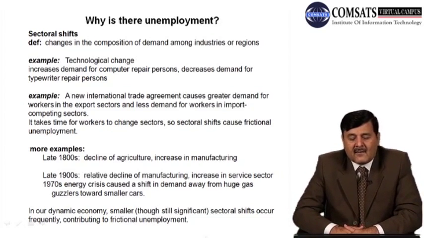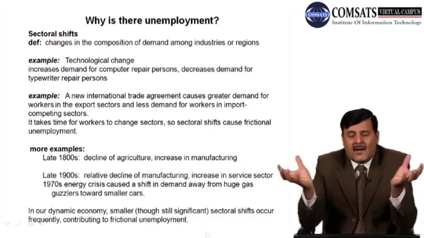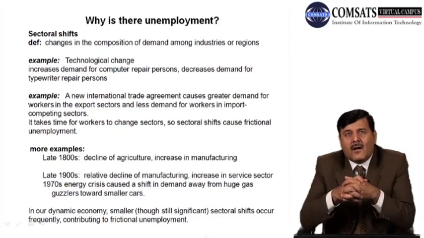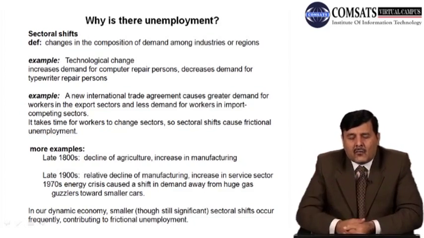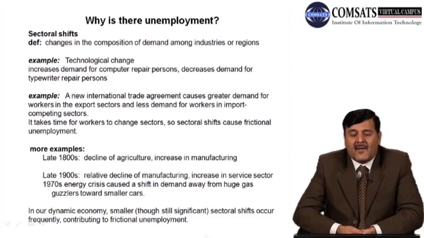1970 may energy crisis caused a shift in the demand away from huge gas guzzlers towards smaller cars, right? So because of an energy crisis ki wajah se jo sectoral shift aayi aur demand for workers mein change aayi, usko bhi frictional unemployment ka naam dete.